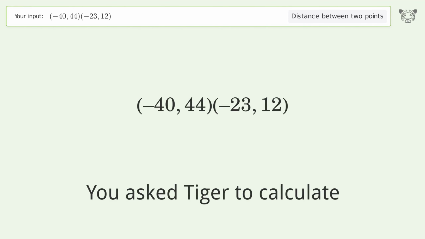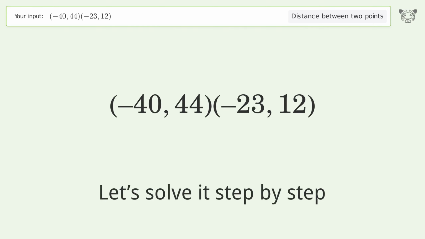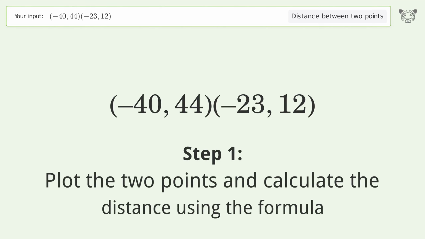You ask Tiger to calculate. This deals with the distance between 2 points. The distance between the 2 points is the square root of 1313, or 36.235. Let's solve it step by step. Plot the 2 points and calculate the distance using the formula.